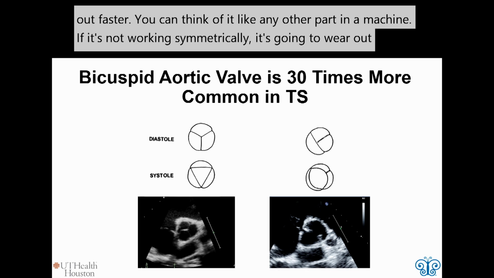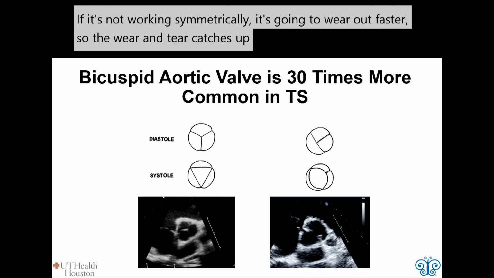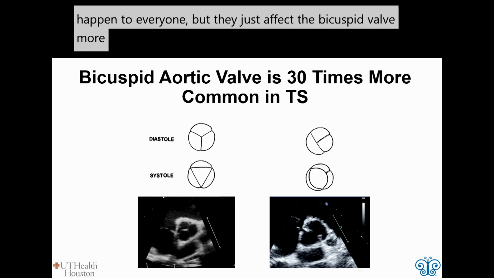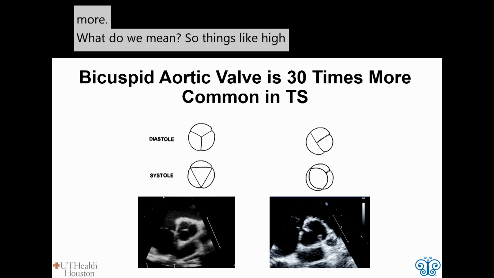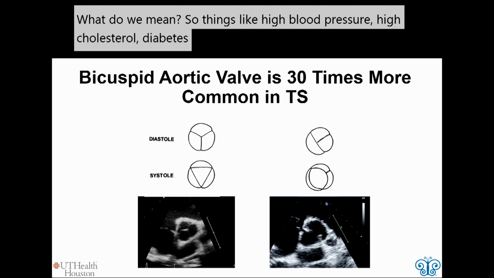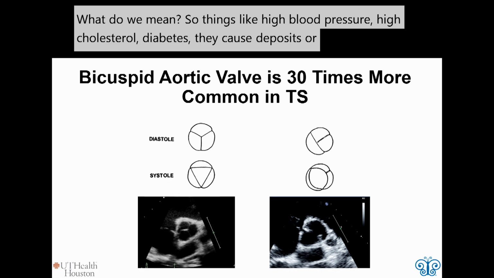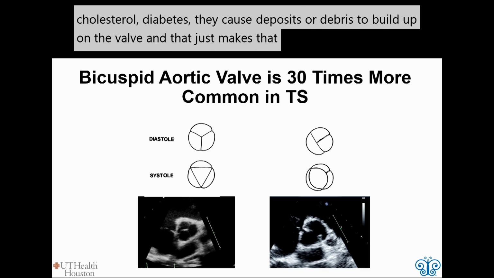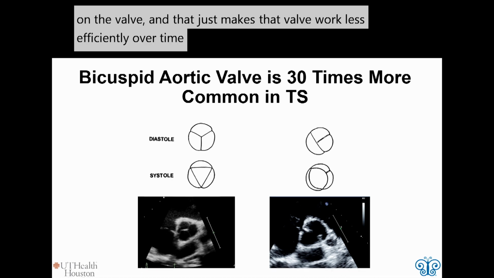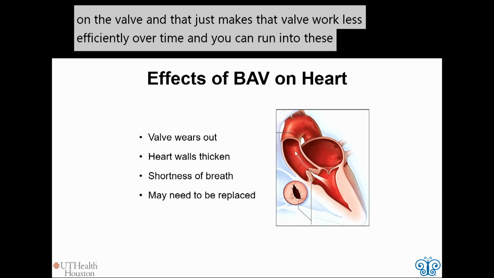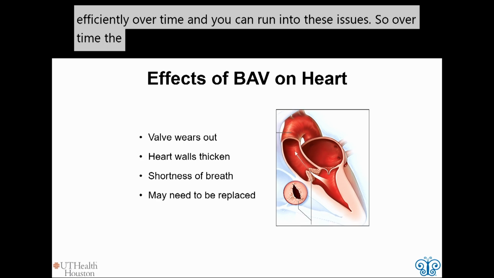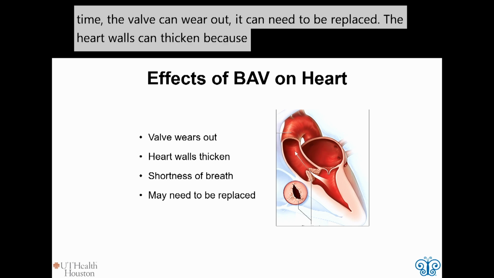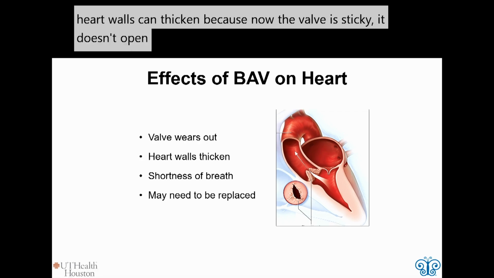So the wear and tear catches up, and these are things that happen to everyone, but they just affect the bicuspid valve more. What do we mean? So things like high blood pressure, high cholesterol, diabetes, they cause deposits or debris to build up on the valve, and that just makes that valve work less efficiently over time, and you can run into these issues. So over time, the valve can wear out, it can need to be replaced. The heart walls can thicken because now the valve is sticky, it doesn't open well. You can get shorter breath.